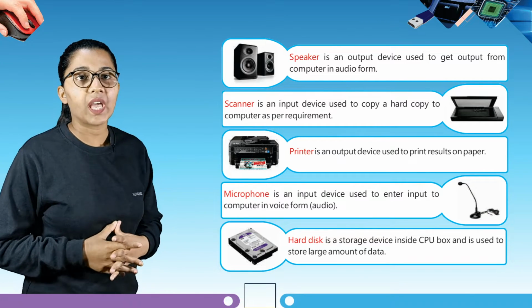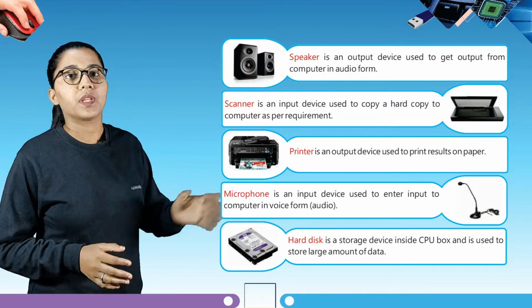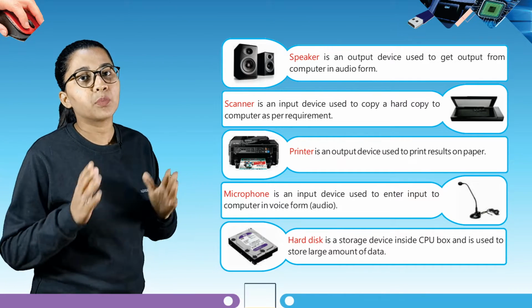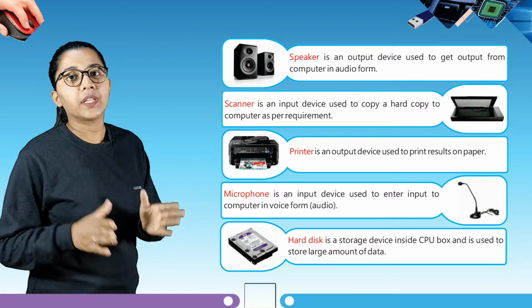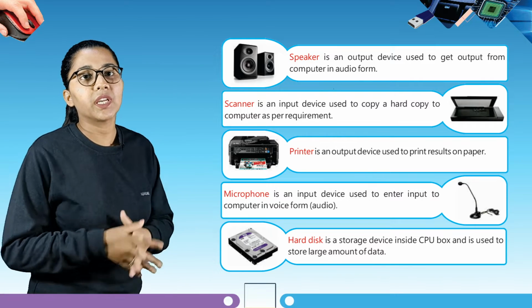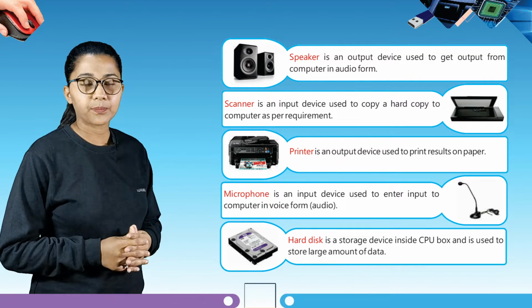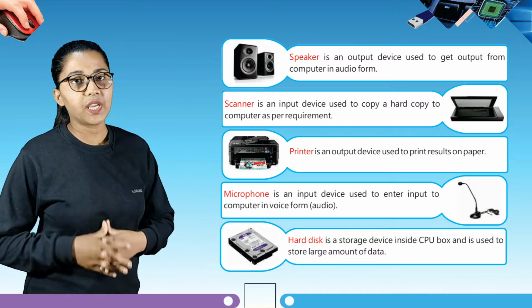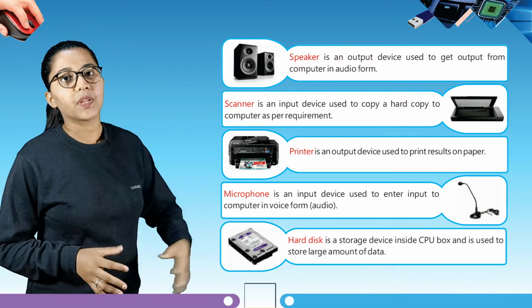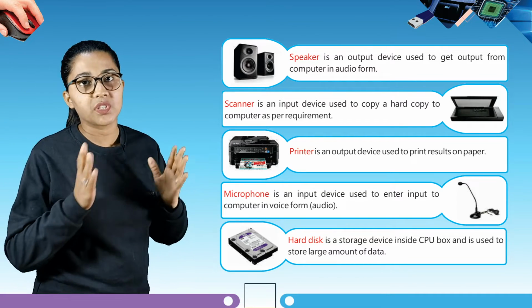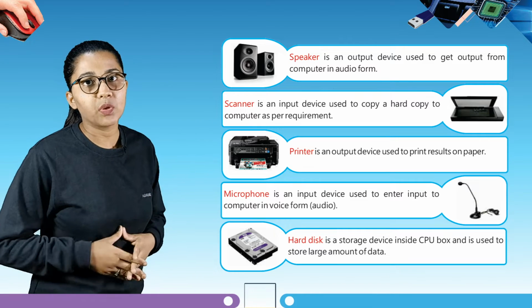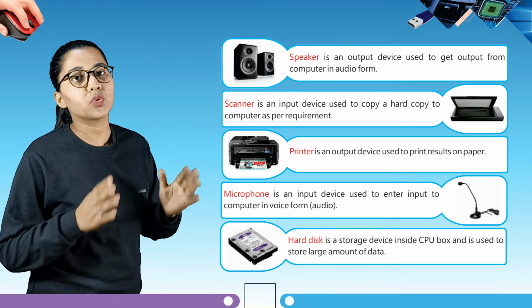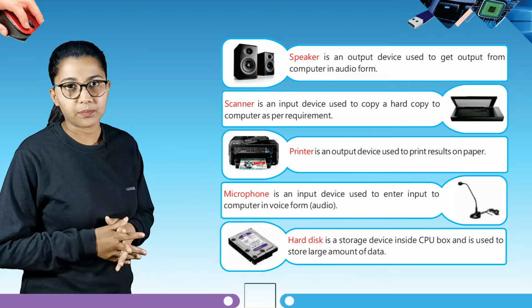Now next we have microphone. Microphone is an input device used to enter input to the computer in voice form. Next we have hard disk. Hard disk is a storage device inside the CPU box and used to store large amounts of data.